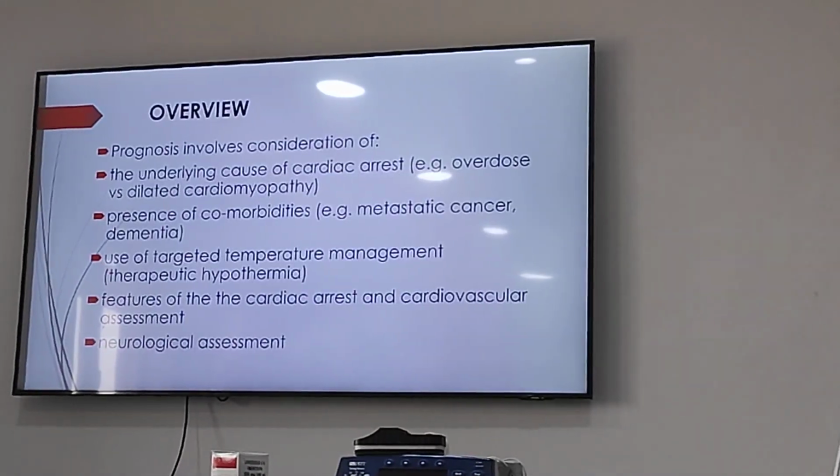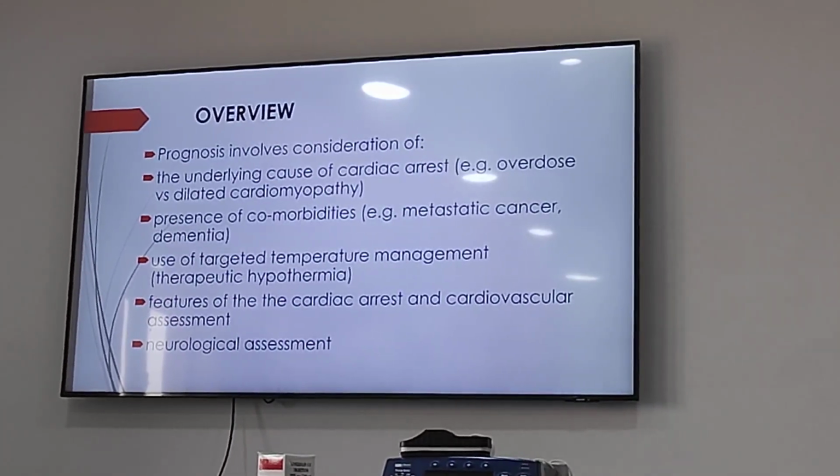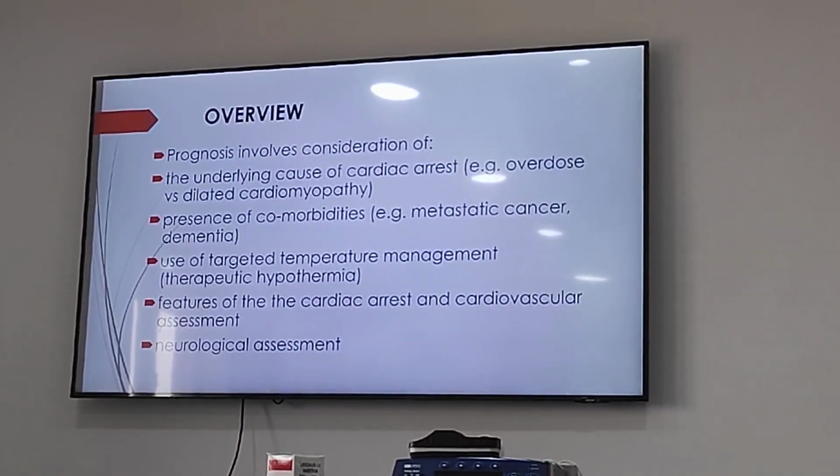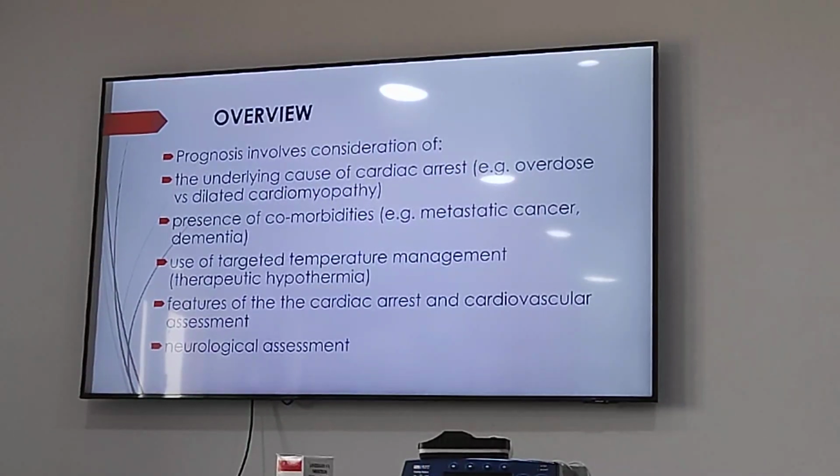Now we will go into the prognosis. So prognosis of the patient. Now this cardiac arrest happened, and simultaneously one of us is already talking to the family. So we need to counsel them accordingly. So what is the prognosis?